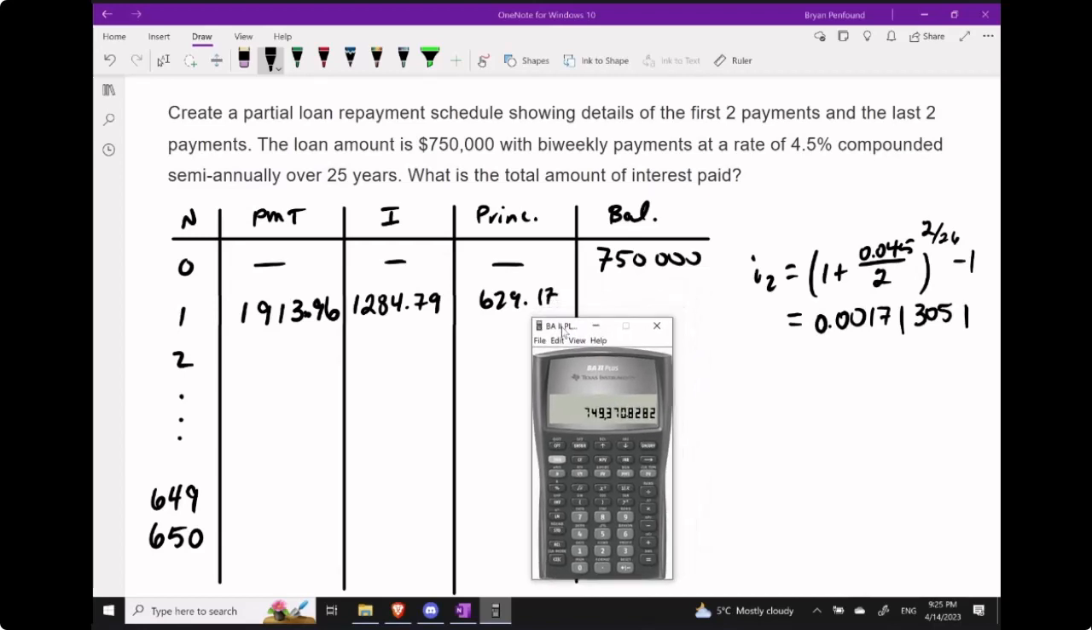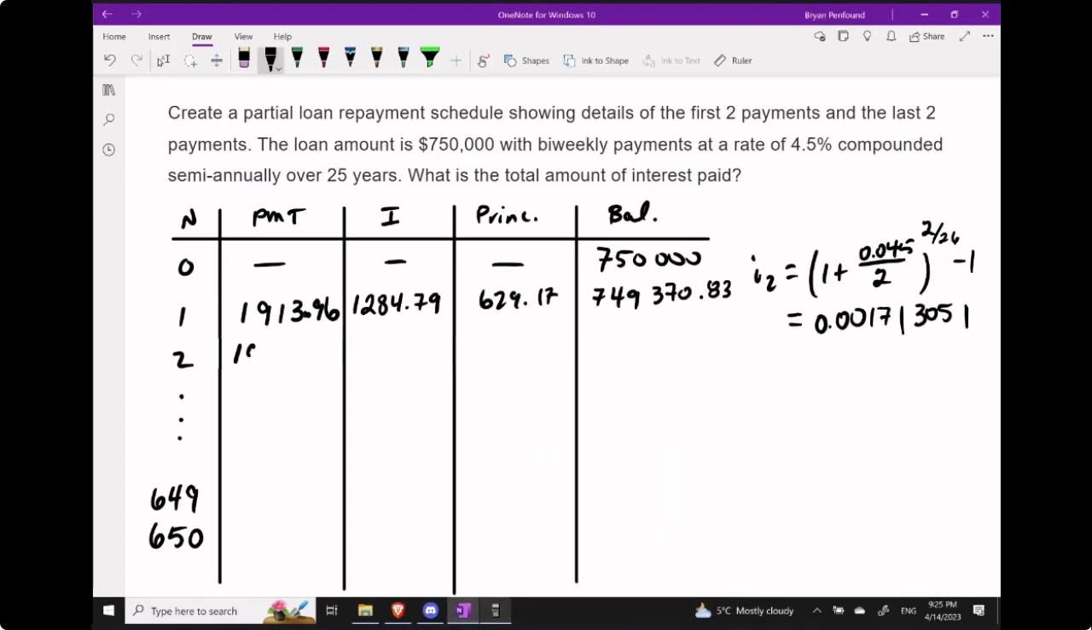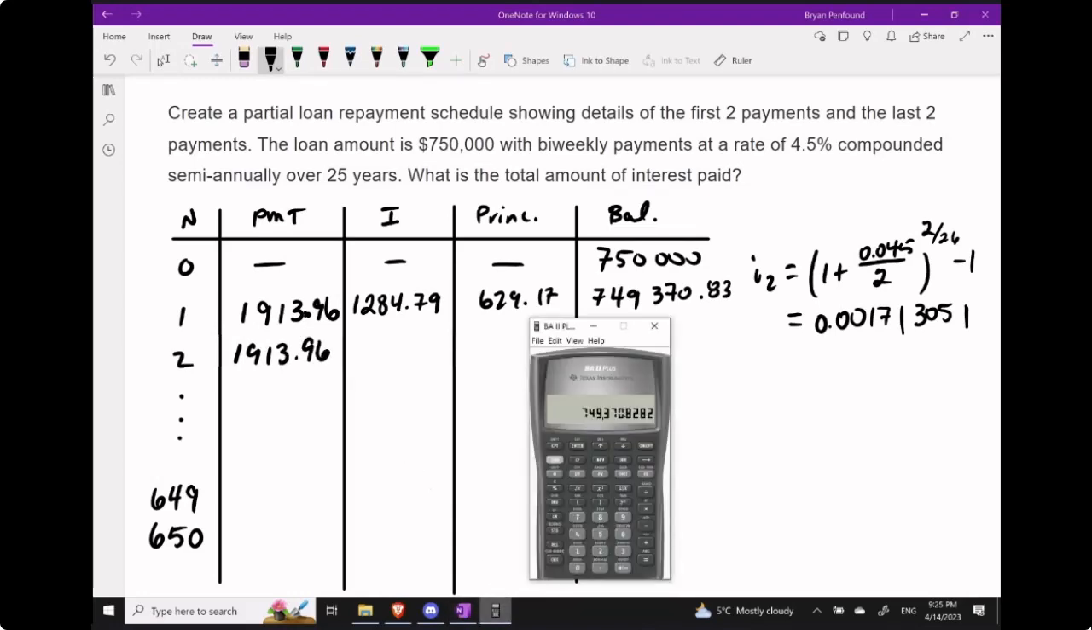Subtracting this amount from our original balance should yield our new balance. Doing that gives us around $749,370.83. This means we can now move into row number 2, or the second payment of $1,913.96. In order to determine the interest portion of this particular payment, let's take the $749,370.83 that we have currently, and let's multiply that by I2.